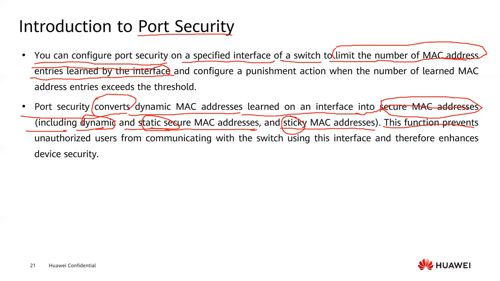This function prevents an unauthorized user from communicating with the switch using this interface and therefore enhances device security. So the most important meaning of port security is that it limits access. With MAC limiting, we can just limit how many terminals can connect to this port, but you can't limit which one can connect to this interface, but port security can do this.